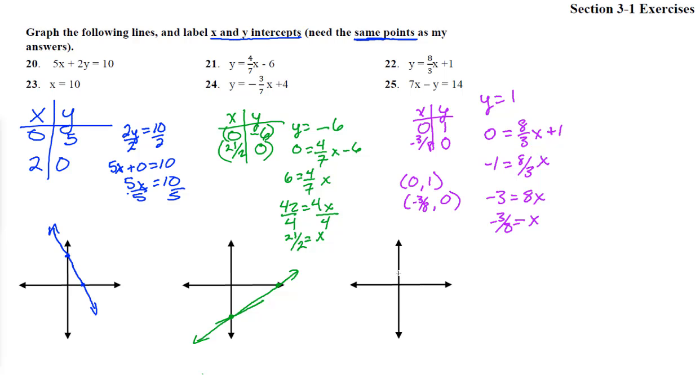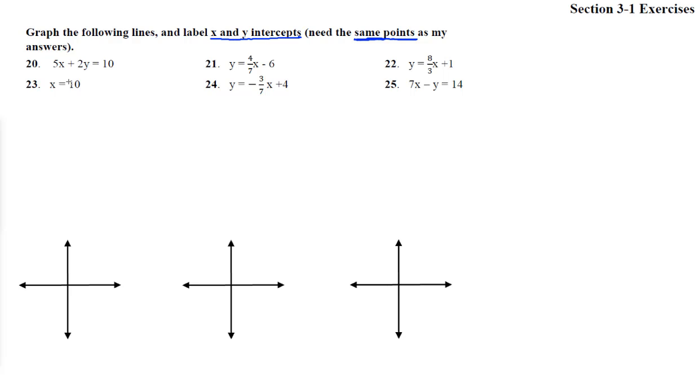0, 1 is right up here. And negative 3/8, small little fraction there. And there we have it. Good. Number 23, x equals 10. So if we stick in 0 for x, we get 0 equals 10. That never happens. This means that this guy will never have a y-intercept.